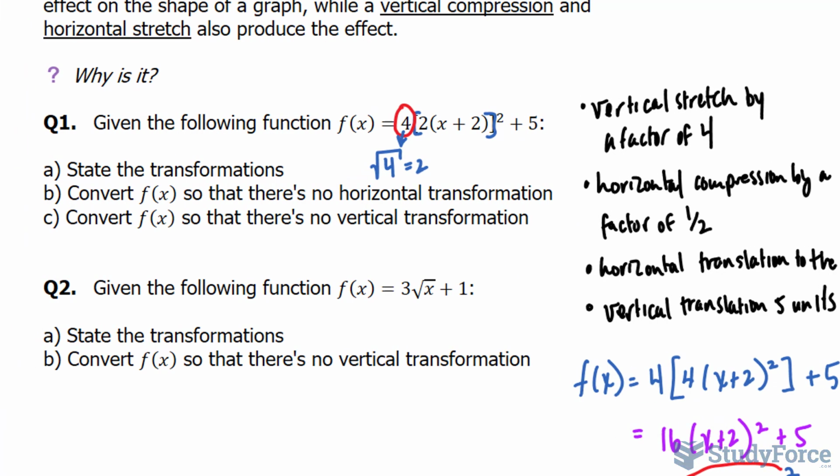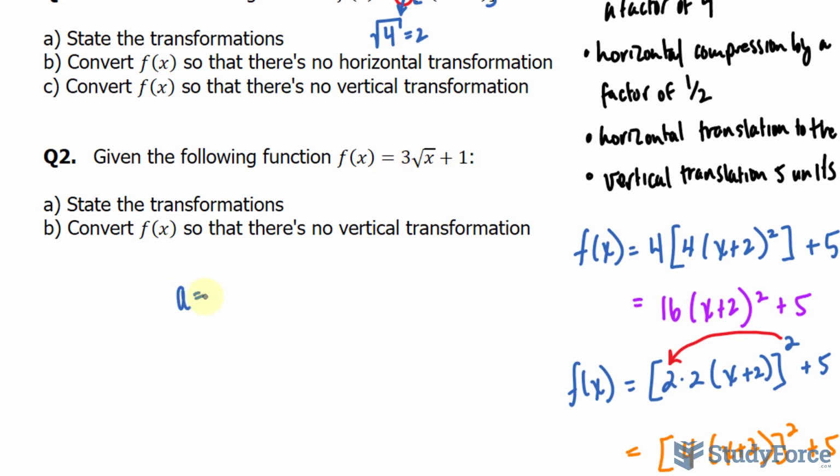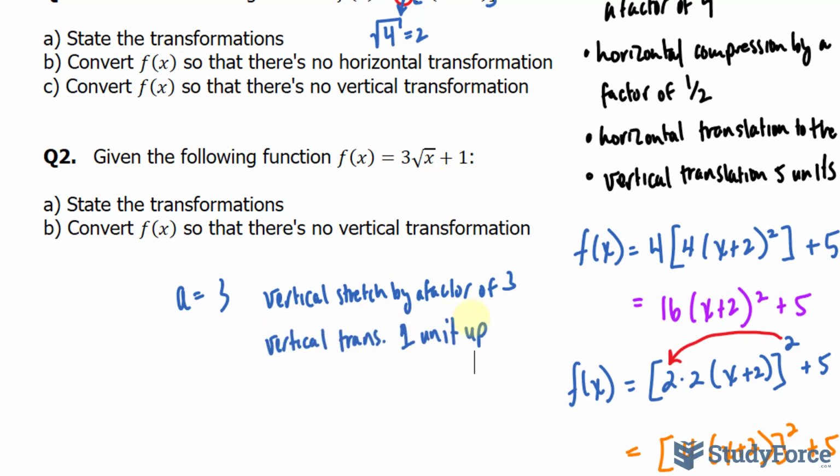Let's apply this technique to question 2. Given the following function, f of x is equal to 3 times the square root of x plus 1, state the transformations. So we have an a value, again, being greater than 1, which means that it's a vertical stretch by a factor of 3. And our constant term, being plus 1, means that it is a vertical translation 1 unit up. That covers question A. In question B, convert f of x so that there's no vertical transformation. So somehow we need to write this so that a becomes 1.